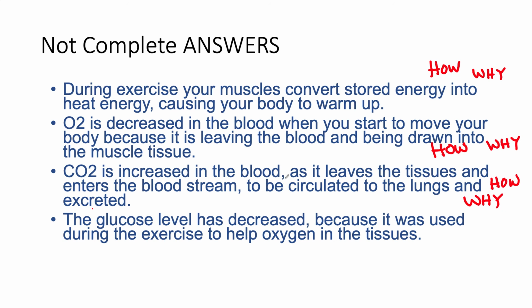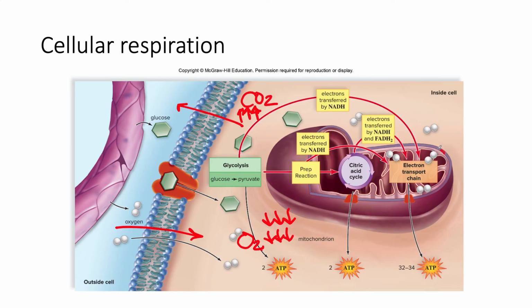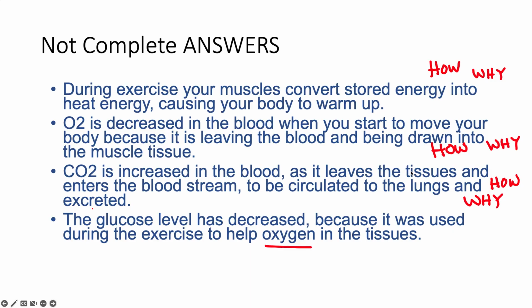The glucose level has decreased because it was used during the exercise to help oxygen in the tissues. Okay, well, how is glucose helping oxygen? It actually goes the other way. Oxygen helps break down glucose, but really by the time oxygen is involved, let's go back. By the time oxygen gets involved over here, glucose has already been broken down and the CO2 has been created. And all we're talking about is the energy that's left over from those bonds. So really, glucose and oxygen aren't even in the same place at the same time.